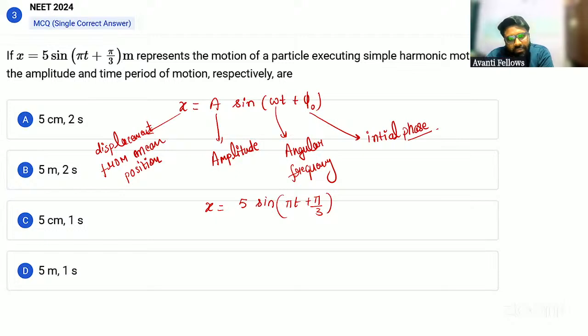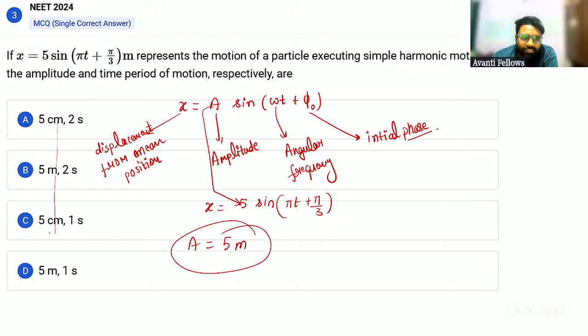Okay, देखो if you just compare it, a is nothing but equals to 5. So from here amplitude will become 5 meter. देखो सब में सेंटीमीटर में गिवन है, यहाँ पे और यहाँ पे सेंटीमीटर में, तो ये दो ऑप्शन तो नेग्लेक्ट ही हो गया. The only remaining options are option B or option D.